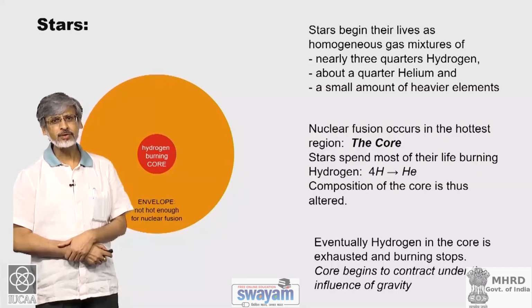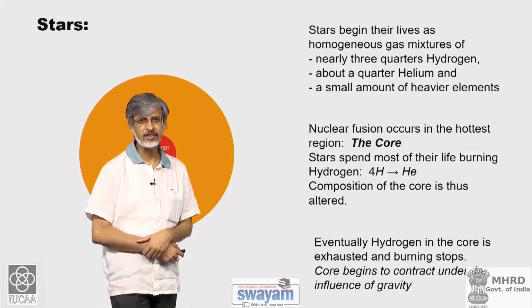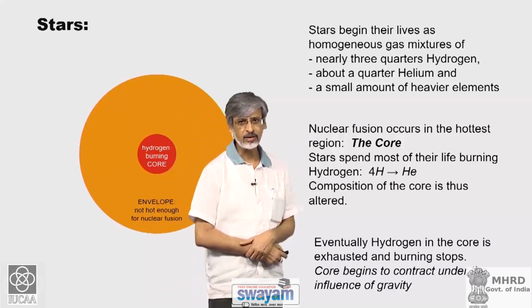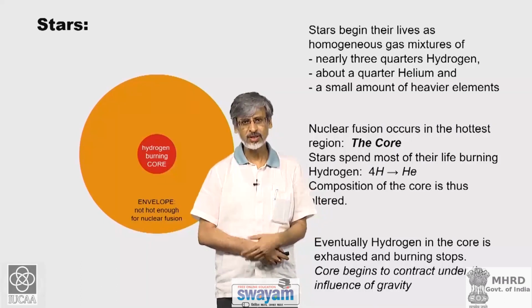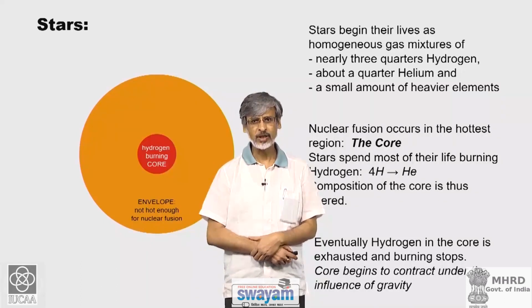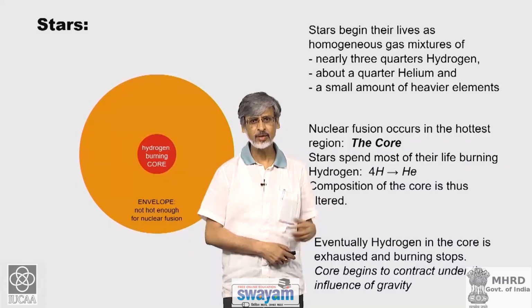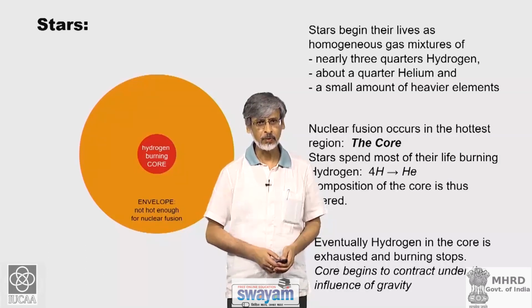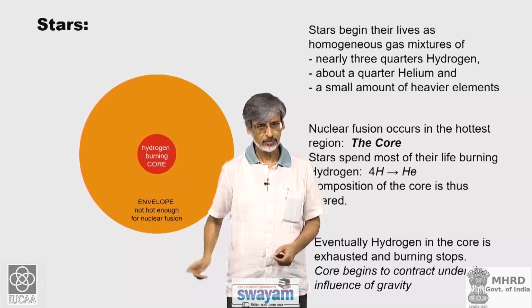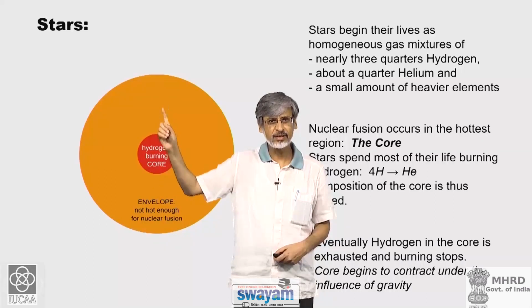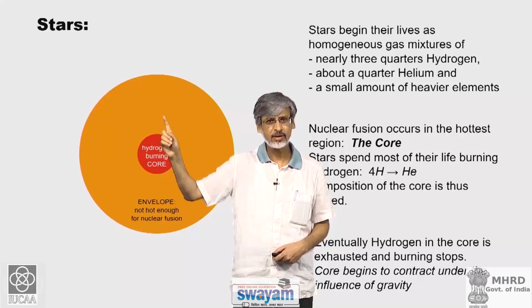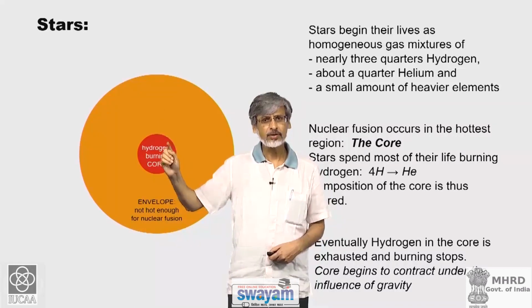A star typically spends most of its life burning hydrogen in the core, where in effect 4 protons through several intermediate stages come together to form a helium nucleus, as you can see here. So, now let us look at the core. We have the center of the star where hydrogen is burning into helium. There are outer regions, which is the envelope here. There is no nuclear fusion going on there.